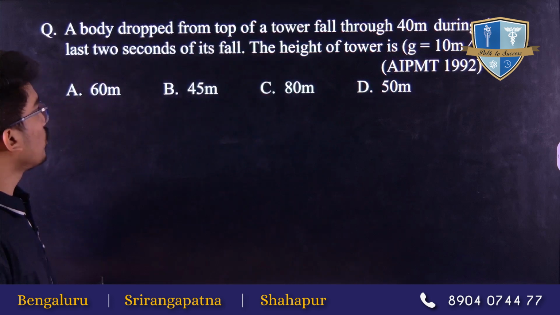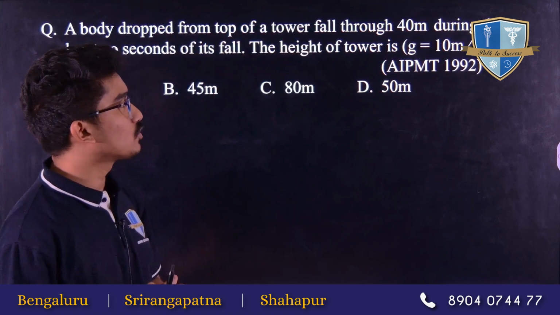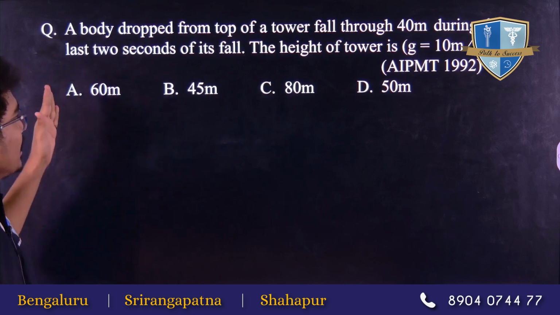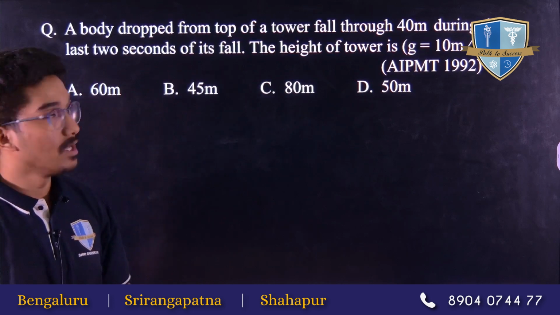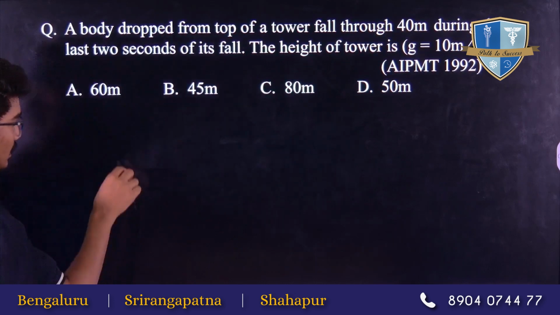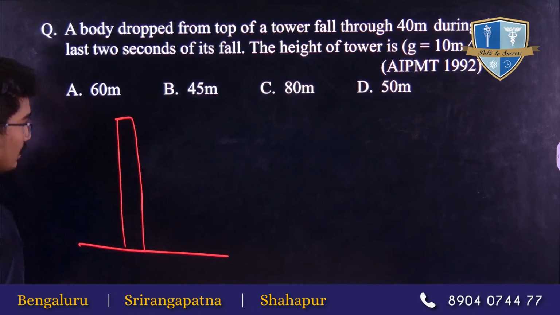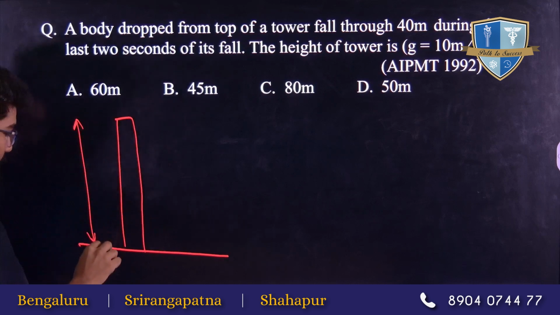So this is our final question for today. A body drops from top of a tower, falls through 40 meters during the last 2 seconds of its fall. The height of the tower is? So this is a very good question. Let's assume we have a tower. Let's suppose the height is h.